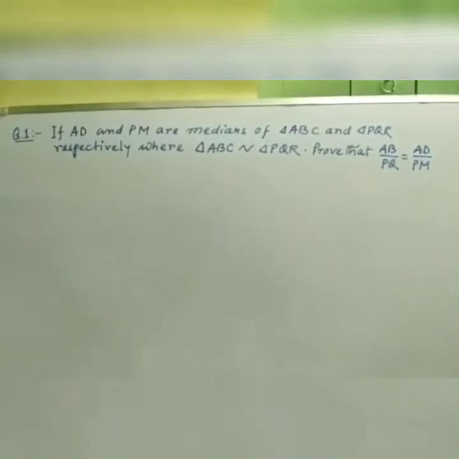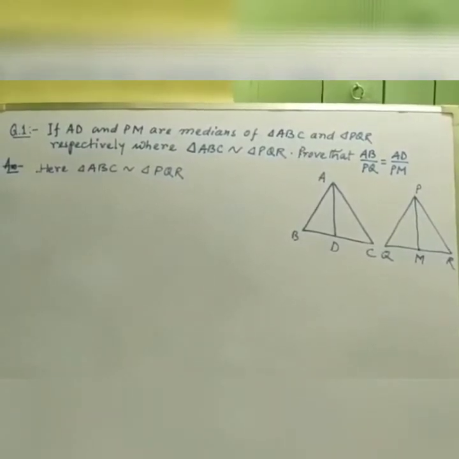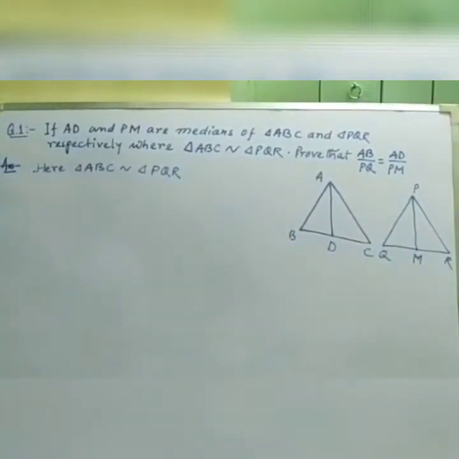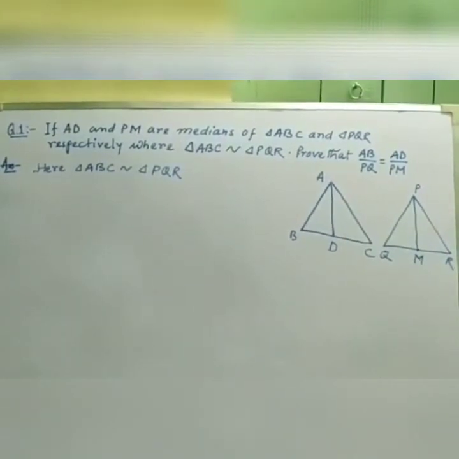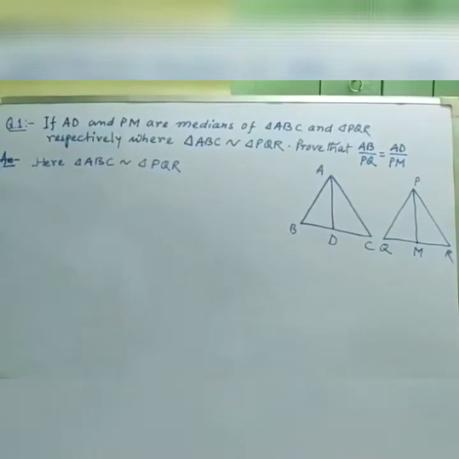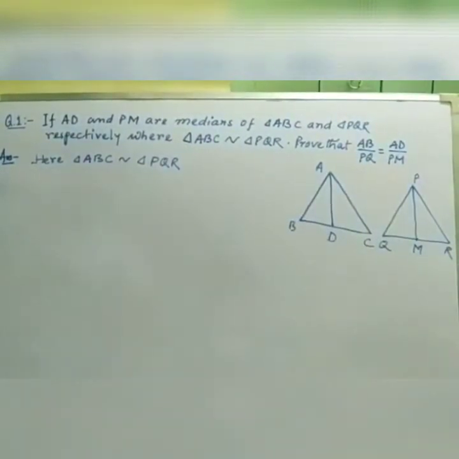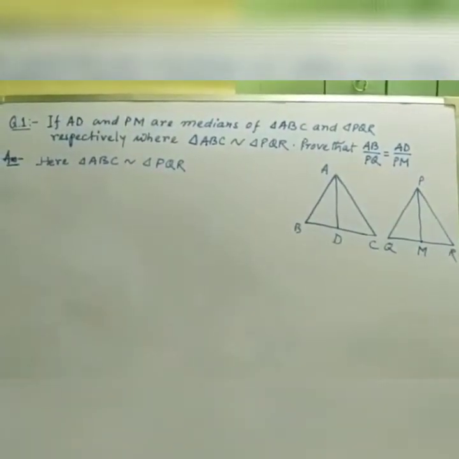So let's go for the solution. For that we need the diagram. Here you can see the diagram: triangle ABC and triangle PQR are both similar, as given, and AD and PM are the medians. That means D is the midpoint of BC and M is the midpoint of QR. Okay, so let's go for the proof.